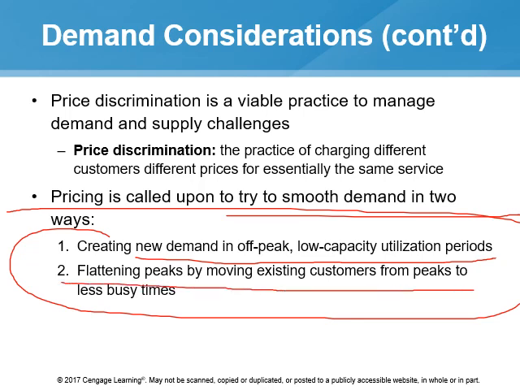The other way is flattening the peak by moving existing customers from peak to less busy time. For example, if you had a huge customer base in the evening in a restaurant, you shifted those customers to the morning time, the noon time, so you may be able to reduce the demand at the peak hours. In that way, you can actually manage your operations all day. You can also train your labor in the noon time, in the morning time.